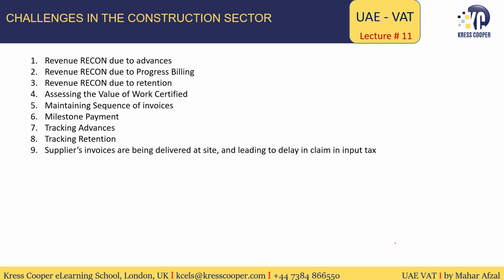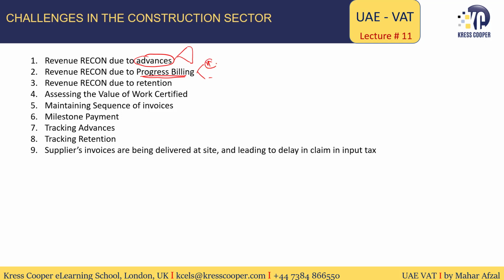There are some challenges in the construction sector. I will just quickly go through this, then sometime else we will discuss in detail as well. So first is the revenue reconciliation. Advances which are being received by the contractor are not accounting revenue but tax revenue, so reconciliation is required. Progress billing: accounting revenue as well as tax revenue both have different bases.